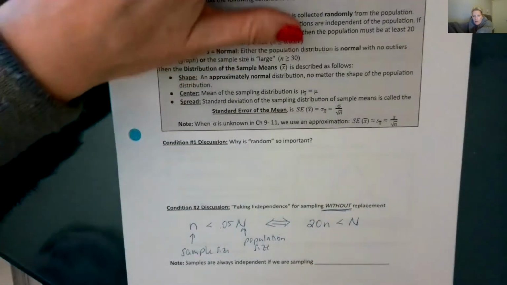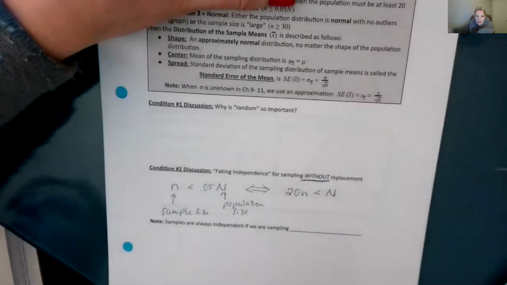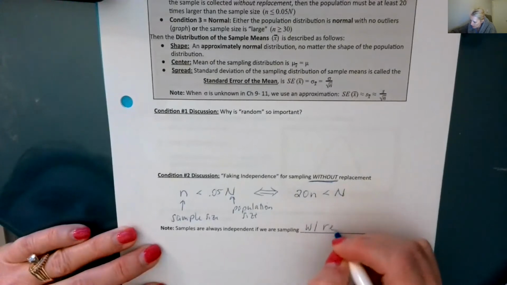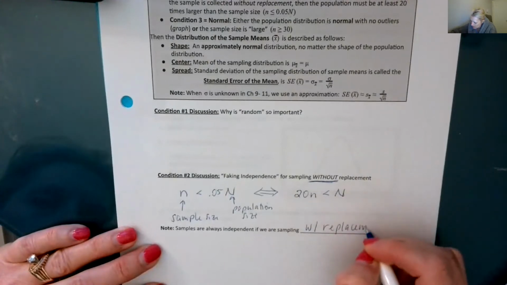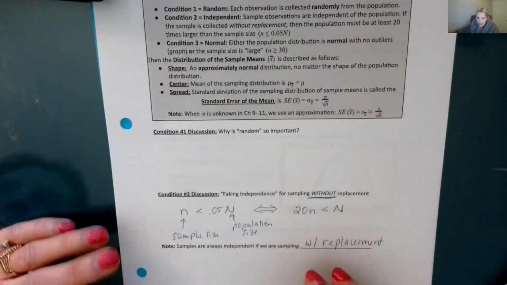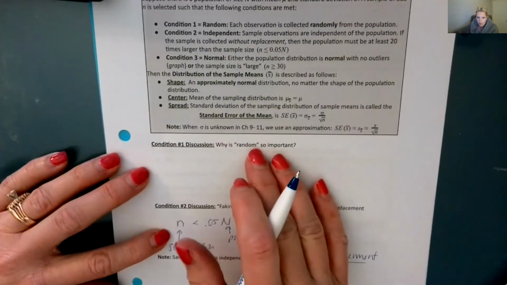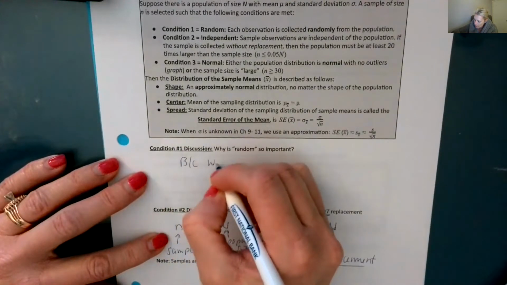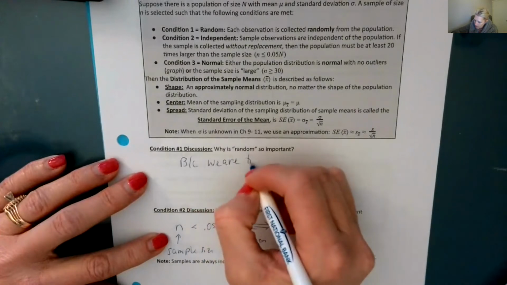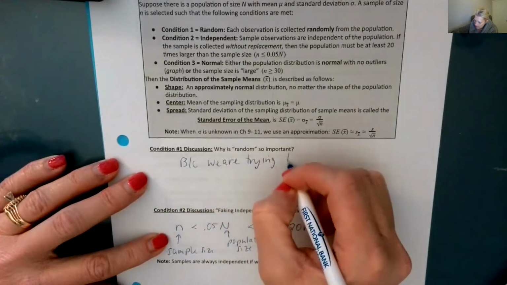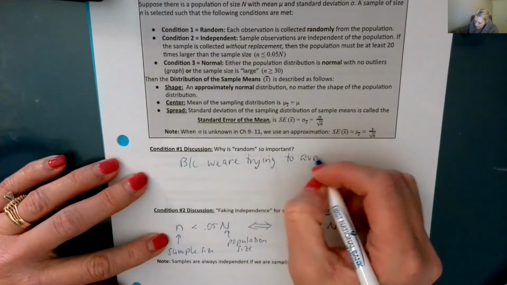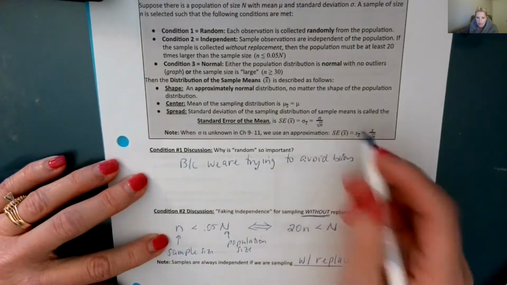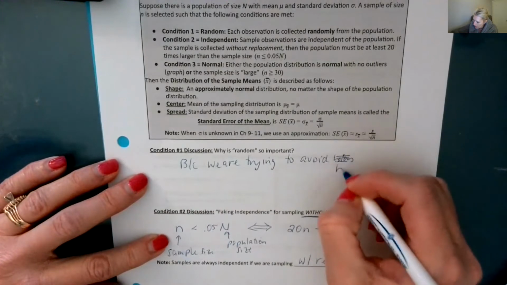Okay. Another thing to note down here is that samples are always independent if we are sampling with replacement. So if you're replacing and you're sampling again, you're always good to go. Why is random so important? Because we're trying to avoid bias, right? So having a random sample is important. Bias.